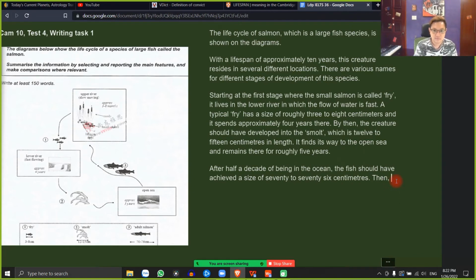Then it moves up to, of course, because it moved from the open sea to the upper river, so you can safely assume that it moved upstream, right? Not downstream. So it moves upstream.